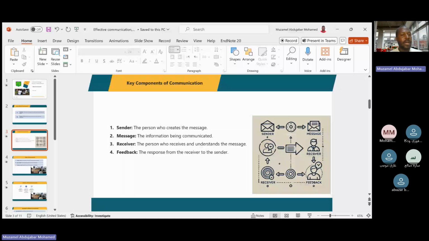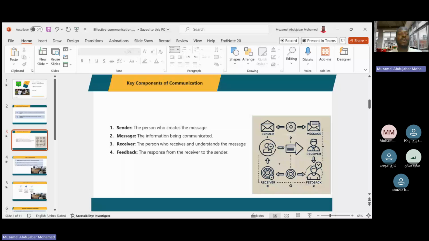As we mentioned, this is one of the main parts of this session, a very important component of communication. It's very important to understand what the sender means, also what the message is. Additionally, who is the receiver? The receiver is the person who receives and understands the message. And feedback is the fourth part of the components of communication.